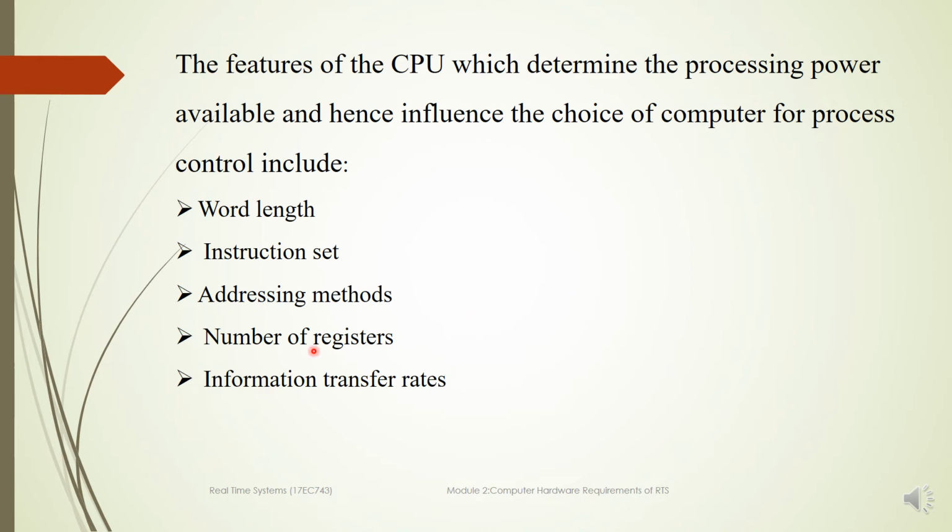Then we also have to take care of the number of registers. While you make any choice of computer for process control, these are the registers that are used by the CPU. The CPU has general purpose registers which may contain both data and memory addresses. Registers vary in both number and size, depending on the CPU's architecture.